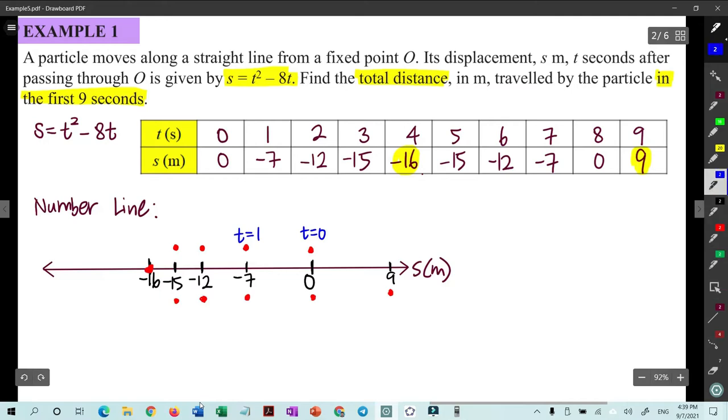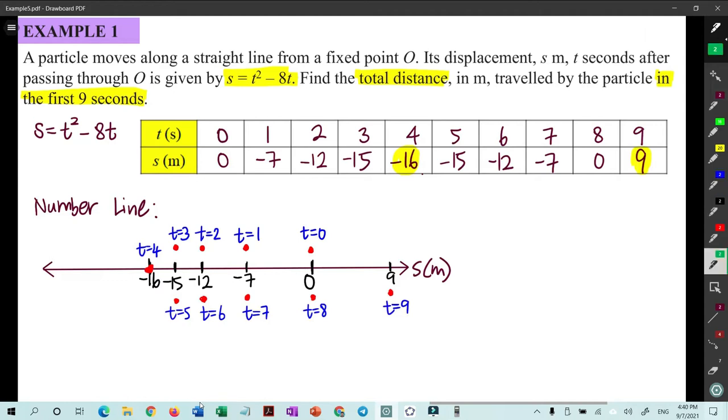Let me label the time: t2, t3, t4, t5, t6, t7, t8, and t9.